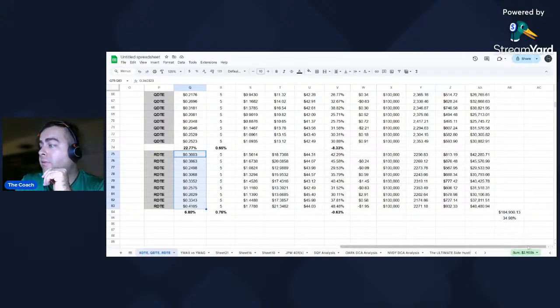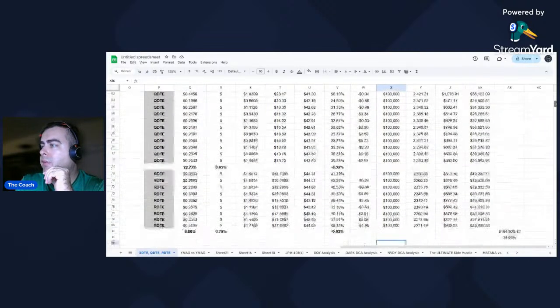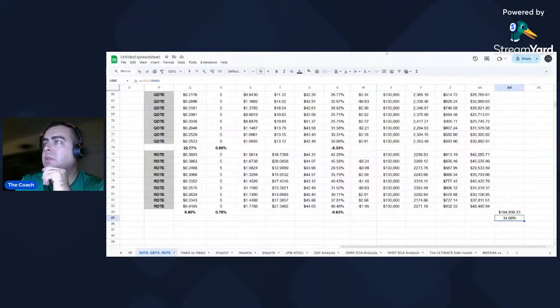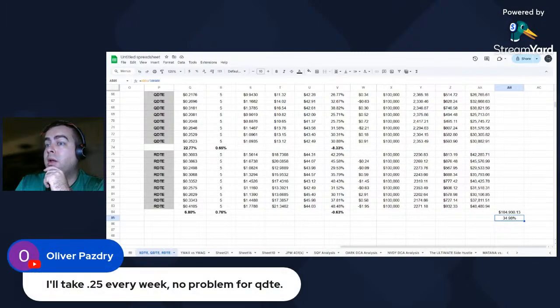So that's what we have, folks, for our Roundhill dividend funds. Definitely getting outclassed by YieldMax at this point. So kudos to Jay and team for getting the upper hand. I'll take 25 cents every week, no problem for QDTE. Yeah, it's not bad. Like I said, it's a consistent yield for sure.